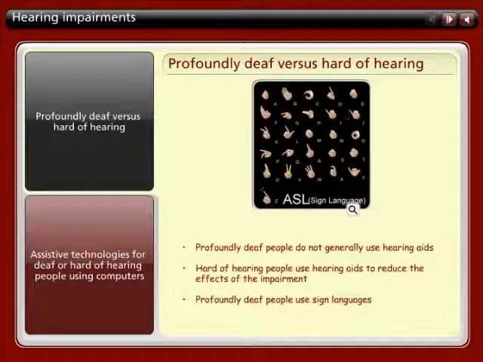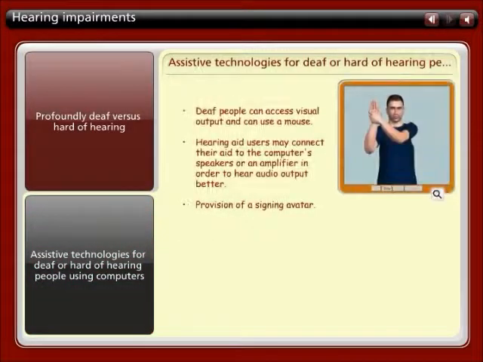Some deaf people, for example, those who have been profoundly deaf since birth, use sign language as their primary or only language and may not read or write English or other spoken languages. In general, people who have become deaf later in life do not require any specific assistive technology in order to use a computer effectively. Deaf people can access visual output and can use a mouse.